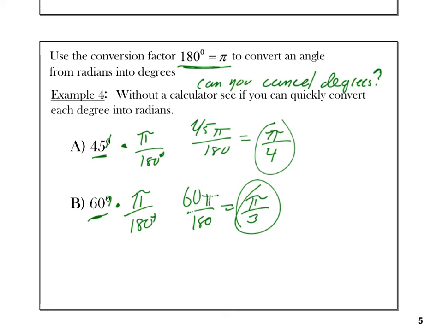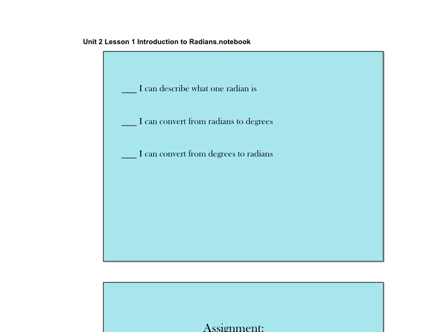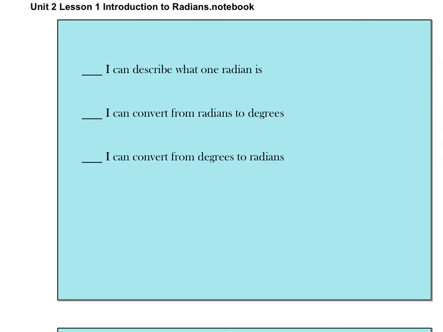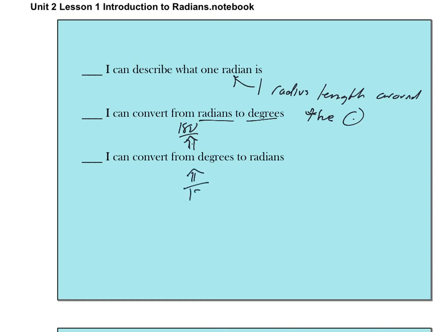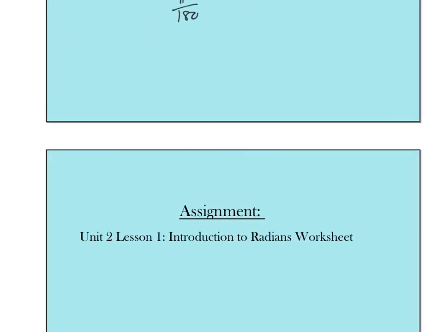Okay, so figure out what 1 radian is. Remember, that is 1 radius length around the circle. Radians to degrees: remember, you've got to take 180 over pi. And degrees to radians, that's where you got to take pi over 180 and use that in some way, shape, or form. All right, so that's your assignment.